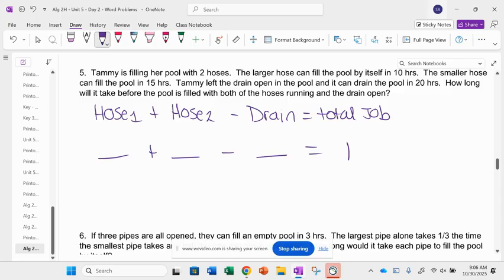Okay, the larger hose can fill the pool by itself in 10 hours. 10, numerator or denominator? Denominator. The smaller hose can fill the pool in 15 hours. Again, denominator. Tammy left the drain open in the pool and it can drain the pool by itself in 20 hours, third denominator. Do we know the time of the working together? No. So we're going to let X equal time together. So all of these numerators are X.